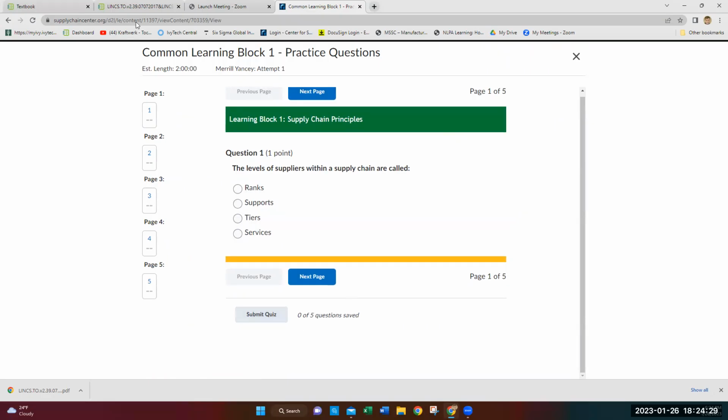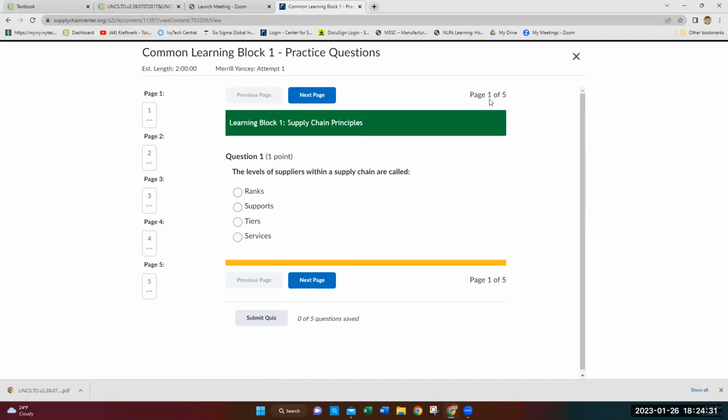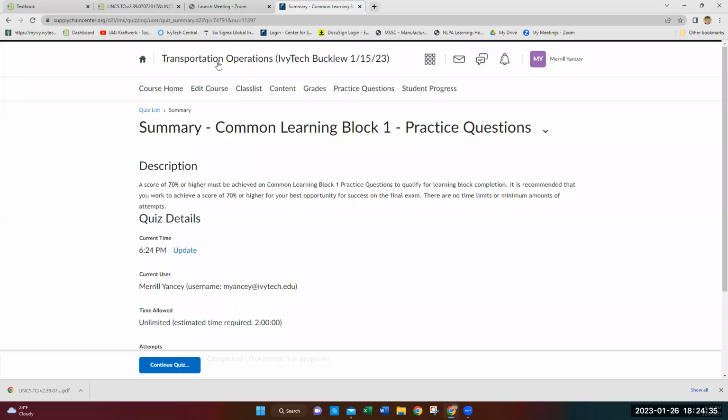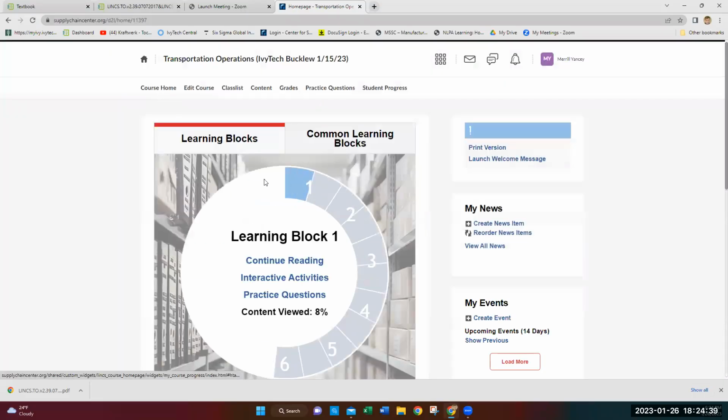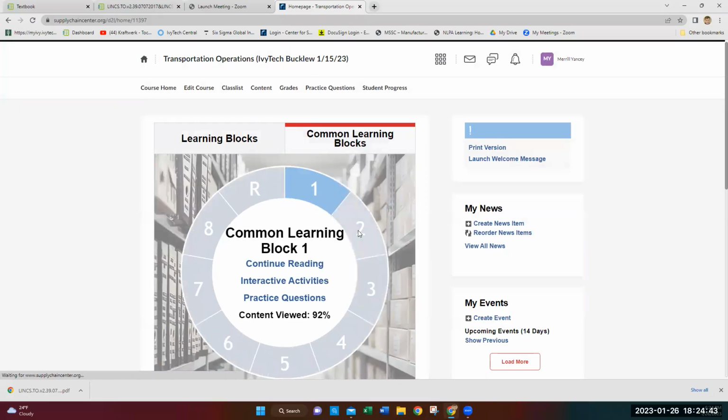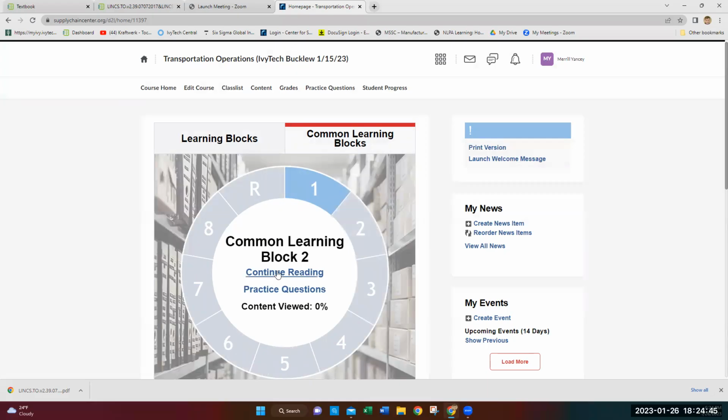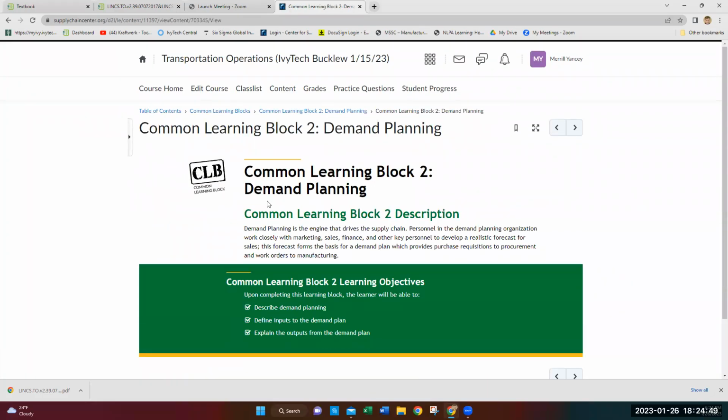So let's see if I can get us back here. Let's go to our course home. And we're going to go to the second block in the common learning. That one was supply chain. This one is going to be demand planning.